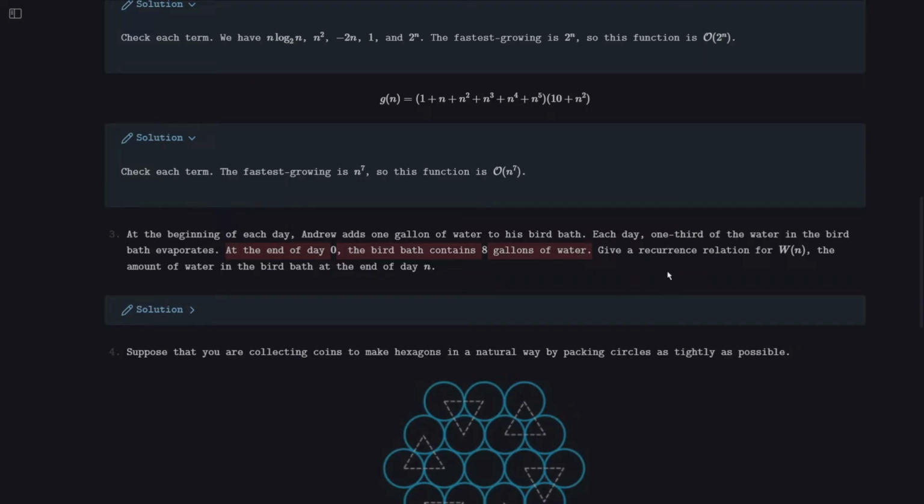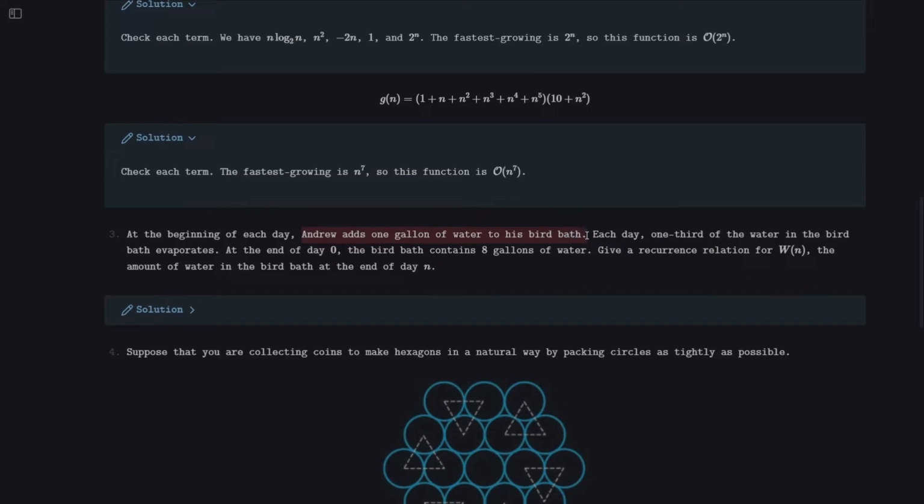So now the name of the function is w. So give a recurrence relation for w of n, the amount of water in the bird bath at the end of day n. Okay. Now we said that the base case w of 0 is equal to 8. Okay. The recursive part goes like this.